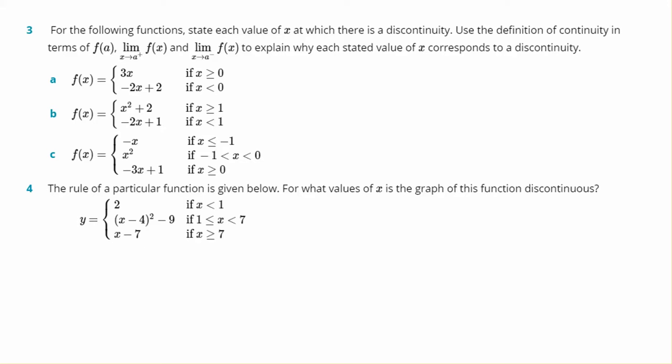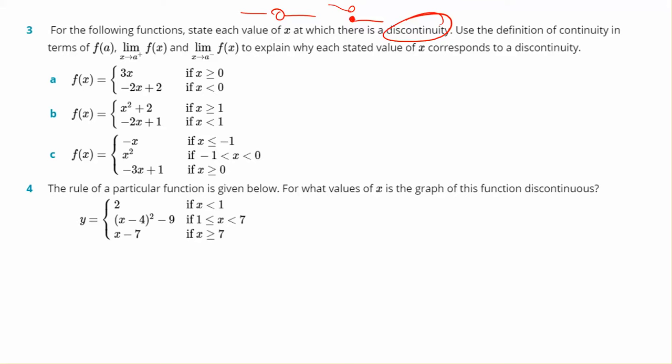Level methods. We're going to look at exercise 17F, question 3 and question 4. For each of the following functions, state the values for x where there's discontinuity, which means that if we have two graphs, there's a gap in between. Either the gap's like this or like this, so there's an actual jump. Those are known as discontinuities. I literally need to lift my pencil to draw the graph completely.